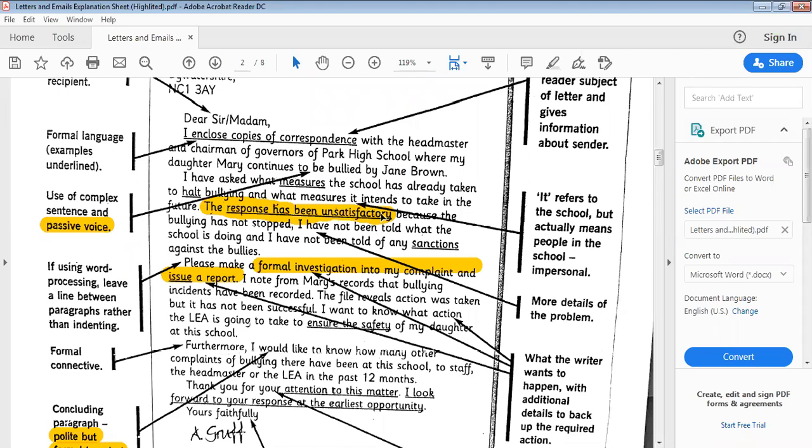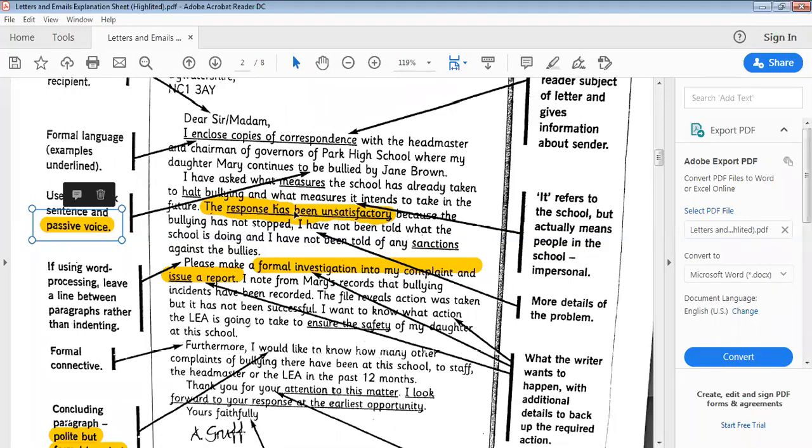This is also another example of formal language. And if you pay attention, you're going to see that the sender has also used passive voice. If you remember, we use passive voice to make things formal. Don't forget that. And since this is a formal letter, then of course I can use passive voice.